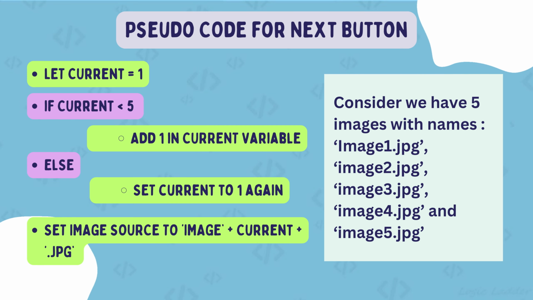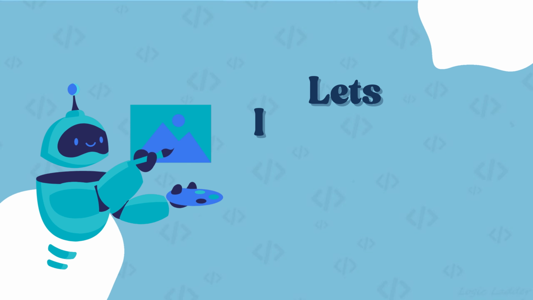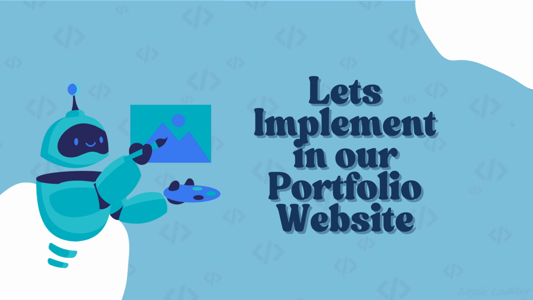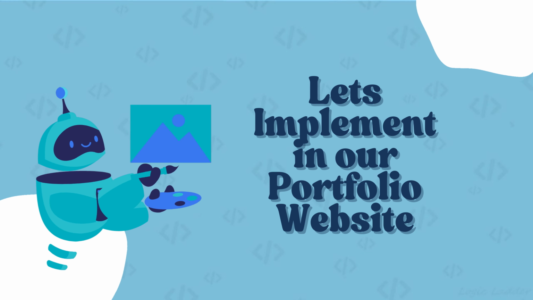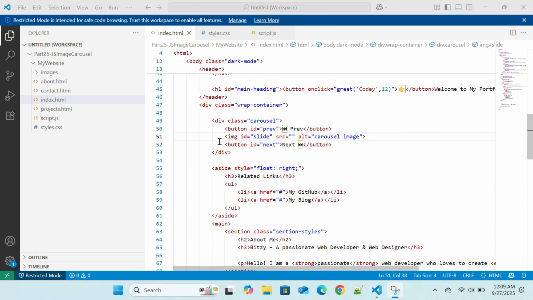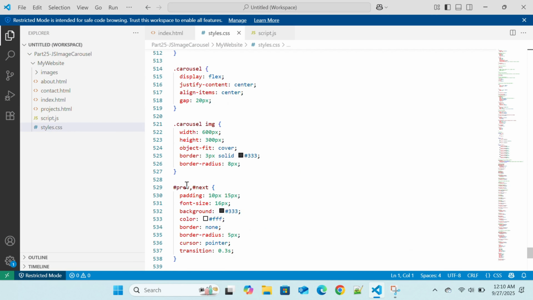Let's try to implement it in our portfolio website. I have added a simple HTML here in my homepage for the carousel. I have a div with class name carousel, and inside this div I have 2 buttons for previous and next. And the main part of this carousel is the image tag here. I have set its ID as slide. Here we will display our images one by one.